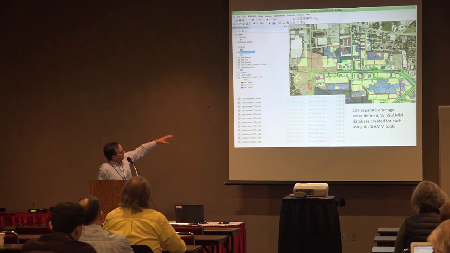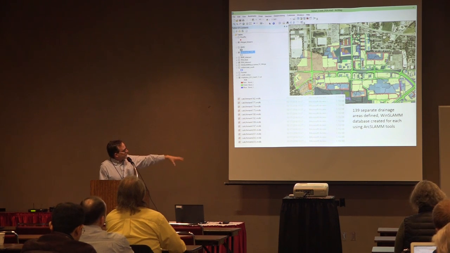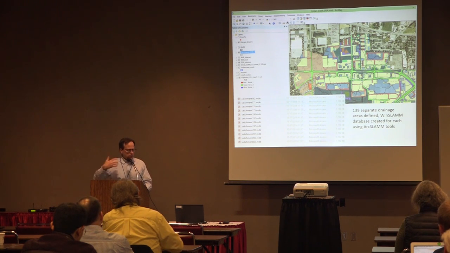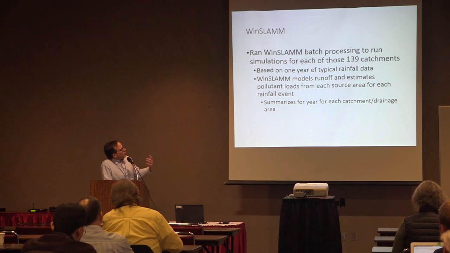So in this example, for that area, we defined 139 separate drainage areas using LIDAR data and our tools, and then basically our tool spits out, in this case, 139 separate files that WinSLAMM can use. And WinSLAMM, when you have those files, can run in a batch mode, so it's basically all automated to do this. So we run WinSLAMM in a batch processing mode.